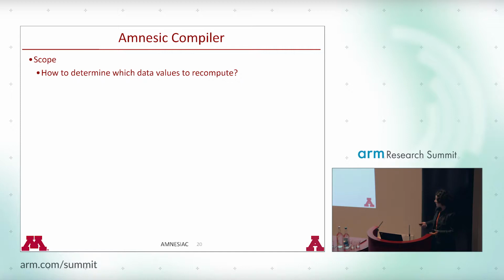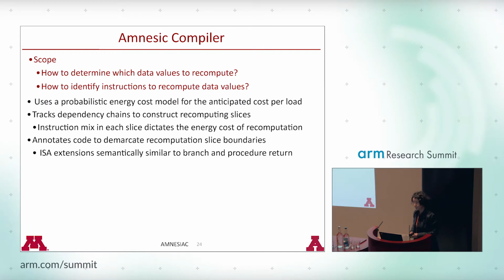Coming back to the first question, how to determine which data values to recompute. In the proof of concept design that I'm going to cover today, we offload this task to the Amnesic Compiler. The problem here is the compiler can only probabilistically estimate at runtime where the respective data value would reside. But as I'm going to show you in the evaluation, this choice is still legitimate, just subject to the accuracy of the probabilistic energy model that the compiler uses.